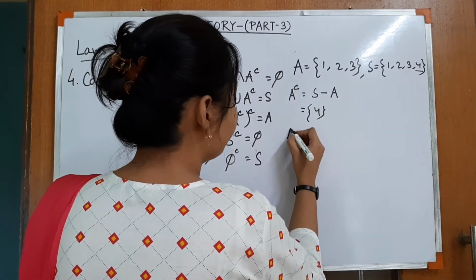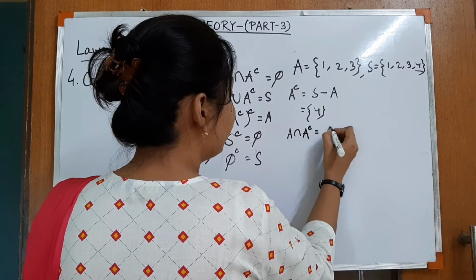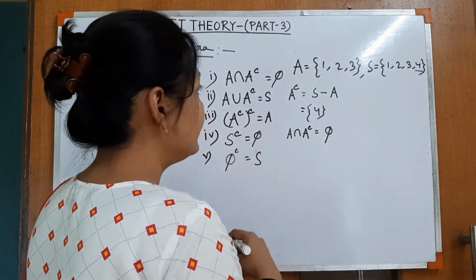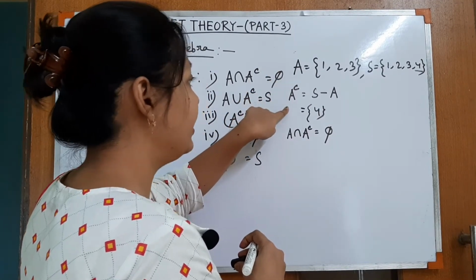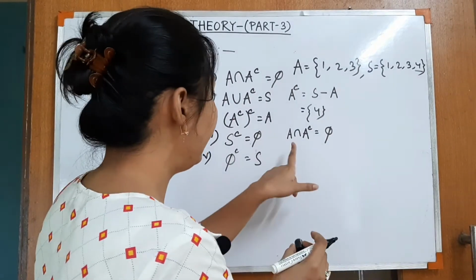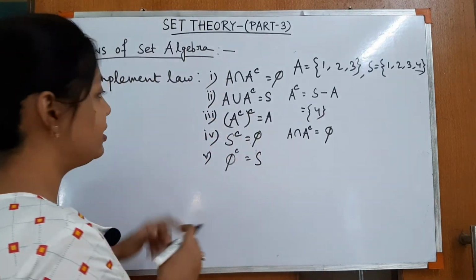Then the intersection between A and A complement gives phi, since in set A and in set A complement there is no common element. So A intersection A complement gives phi, and this is the complement law.